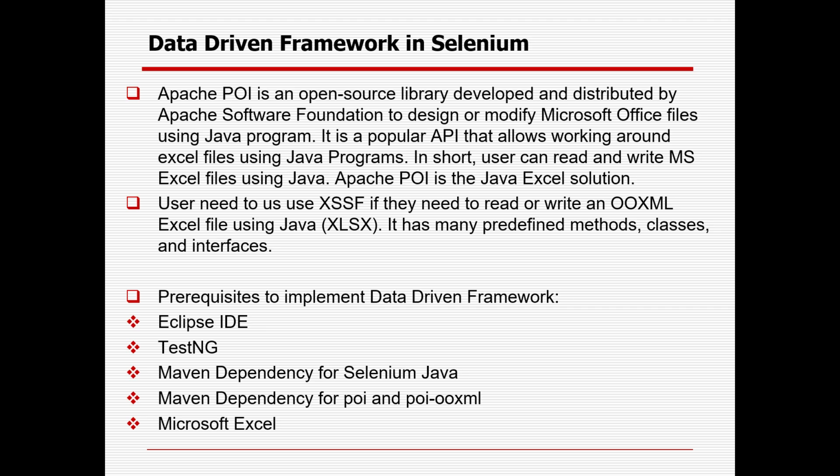Apache POI is an open source library developed and distributed by the Apache Software Foundation to design or modify Microsoft Office files using a Java program. It is a very popular API that allows working with Excel files using Java. In short, users can read and write MS Excel files using Java. Apache POI is the Java solution.